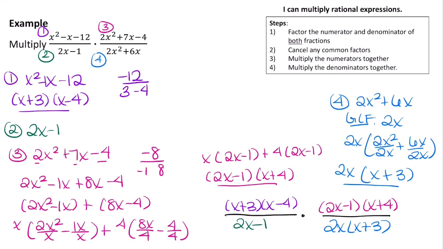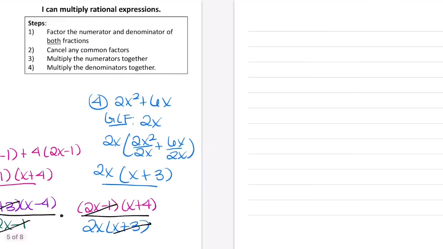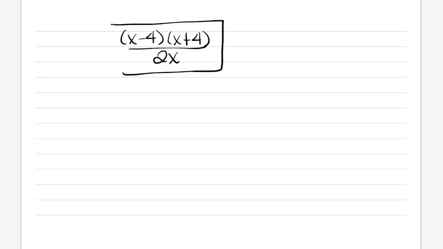Now let's cancel our common factors. You see here I have a 2x minus 1 and a 2x minus 1 that cancel. x plus 3 and x plus 3 cancel. So in the numerator, all I have is x minus 4 and x plus 4, and in the denominator, I just have 2x. If I write that out, I have x minus 4 times x plus 4, all over 2x. If your answers are all in factored form, this is the correct answer.